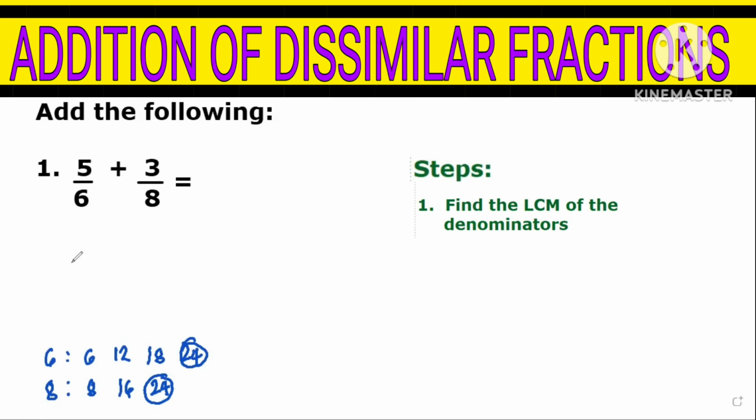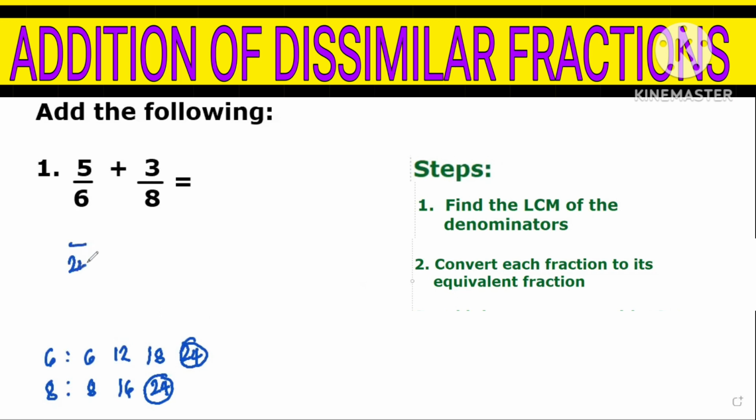Now, the next step is to convert each fraction into equivalent fractions by taking the LCM as the denominator. So, kukunin natin yung 24 as denominator, and then we convert each fraction to its equivalent fraction by taking the denominator as LCM. So, paano gagawin yon? Paano ba natin nakuha yung 24? Diba? We multiply 6 by 4. And so, we do the same for 5. No? Kapag minultiply nyo ang numerator and denominator by the same number, yung value ng fraction remains the same. No? Pareho pa rin yun.